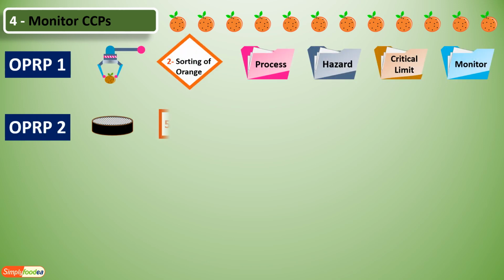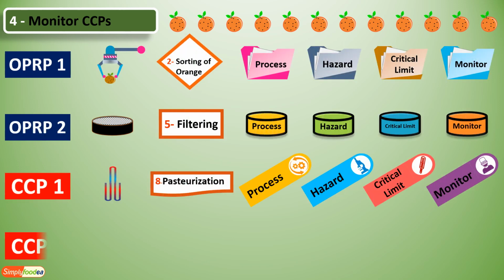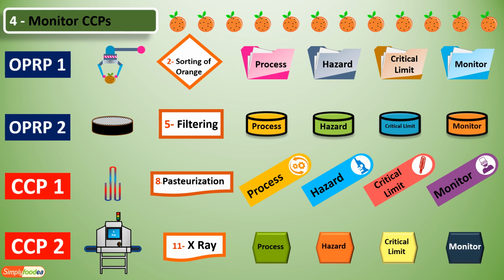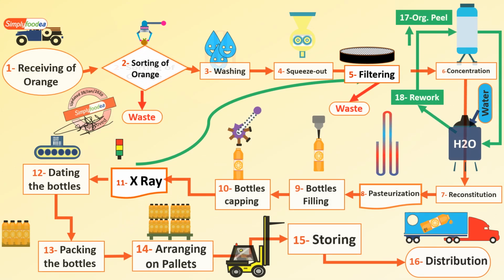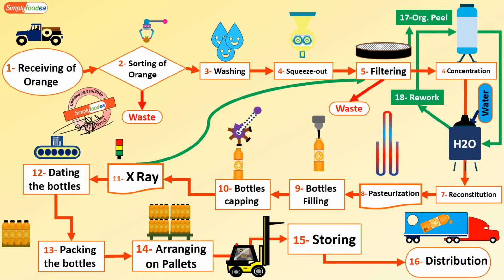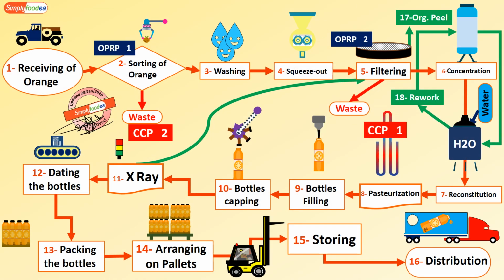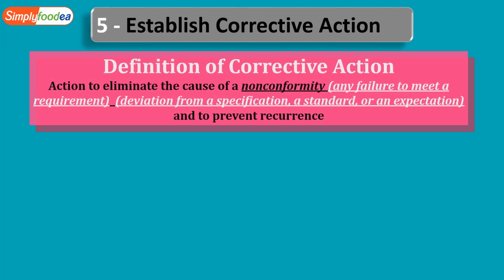We have OPRP number 1, sorting of orange, OPRP number 2, filtering, CCP number 1, pasteurization, and CCP number 2, X-rays. And we mentioned in the previous training on monitoring how we can write the process, the hazard, the critical limit, and how to monitor. So this is our HACCP example, OPRP number 1 and 2, and CCP number 1 and 2 in the orange juice example. So let us first know the definition of the corrective action.